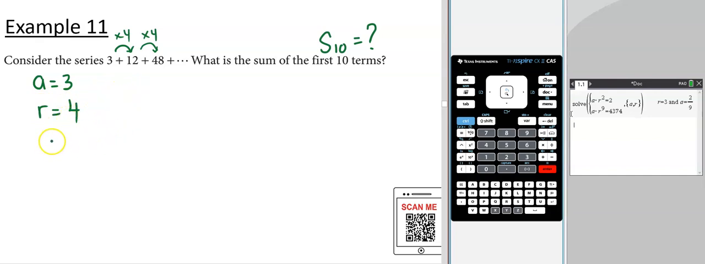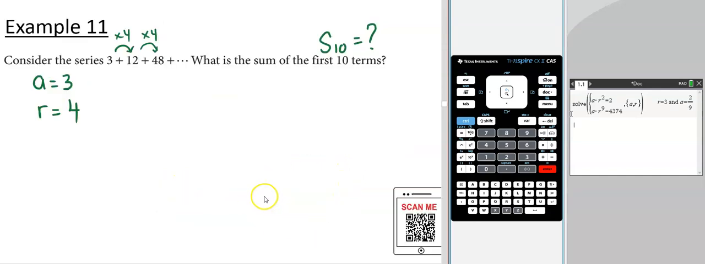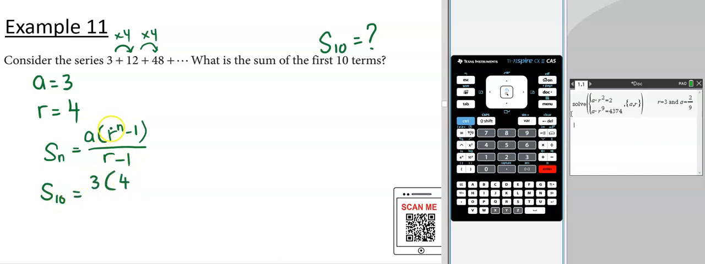If you want to find the summation S10, so that means you are using which formula? Since your r is greater than 1, that means you're using this formula for Sn. So I write down the formula. Your Sn is equal to a(r^n minus 1) over (r minus 1). So you just substitute, n right now becomes 10. Your a is 3. Your r is 4, power of 10, minus 1. And you divide by r minus 1, which is 4 minus 1.